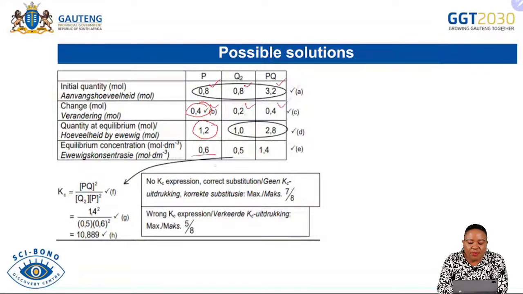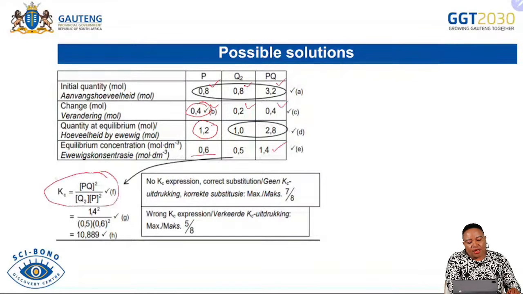We are going to divide by our volume and find our concentration at equilibrium, and then we use our Kc expression in order to find the Kc, which was 10,889.